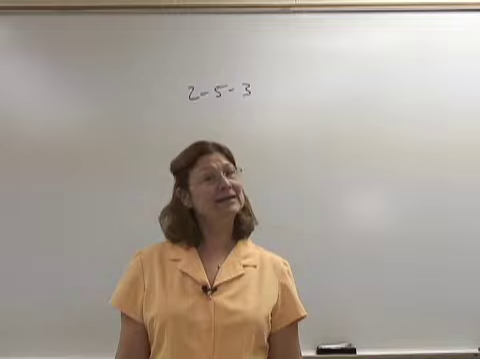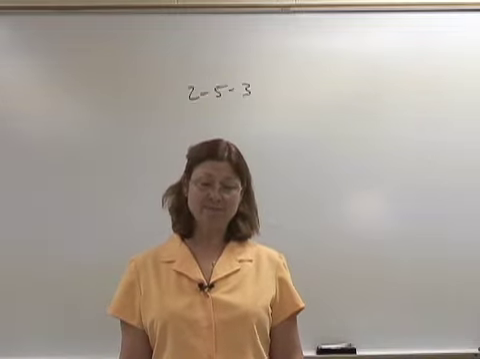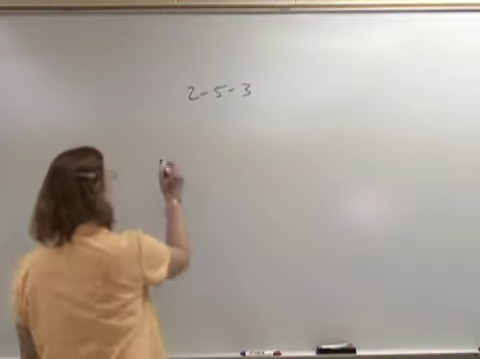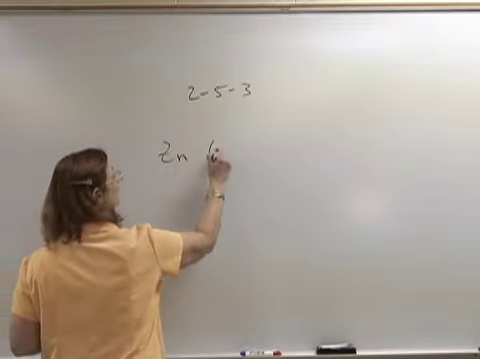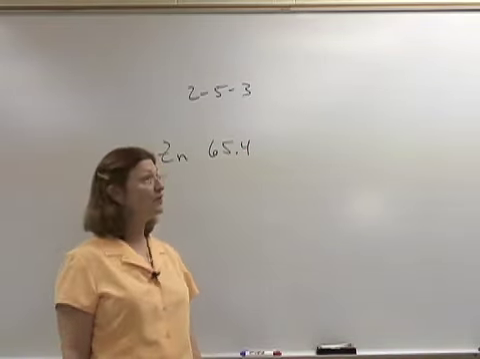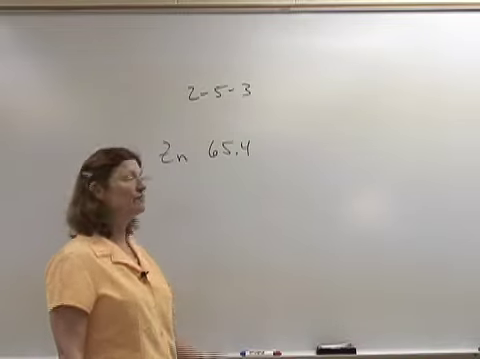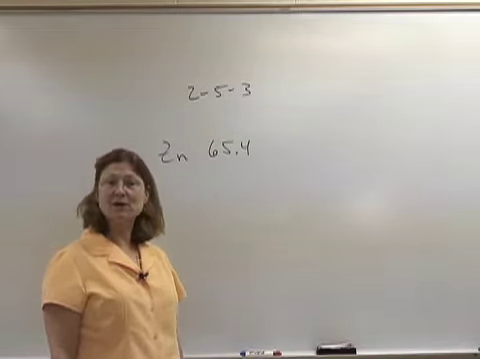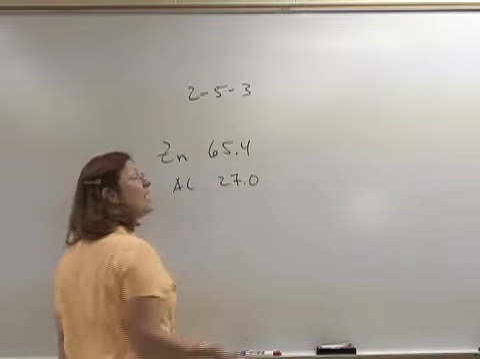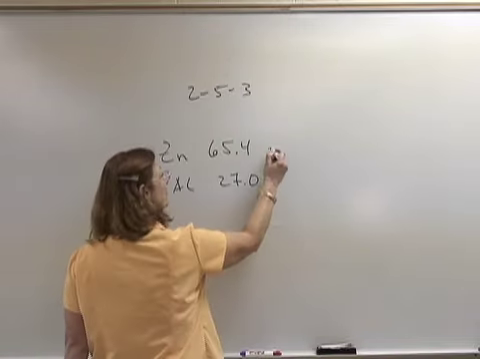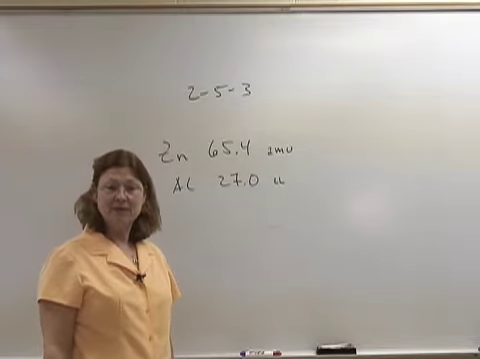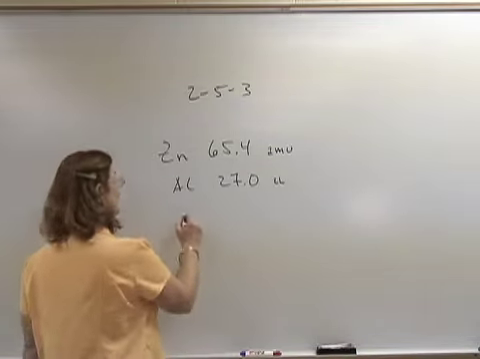Now, question number one is a little bit of review. The atomic mass of zinc, we look on the periodic chart, and we are always going to take our numbers rounded to the tenths place. And therefore, I round my number to 65.4. Then the next one is aluminum. Aluminum is 27.0. Now, our units for this are either AMU or U. Either one is acceptable. The next one is calcium.